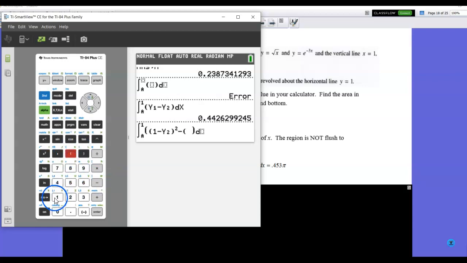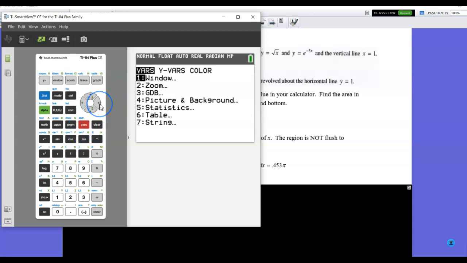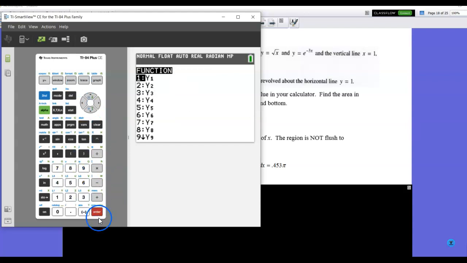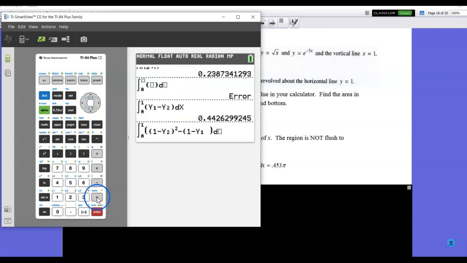Again, put my own parentheses. 1 minus, I'll do it the other way just for folks who have the older calculator. Vars, arrow to the right, y vars, select function. Select, in this case, y number 1. Close the parentheses. Square the quantity.